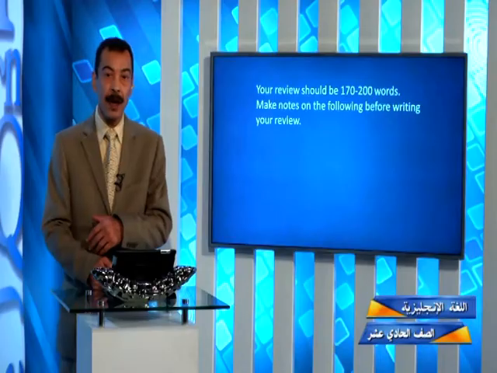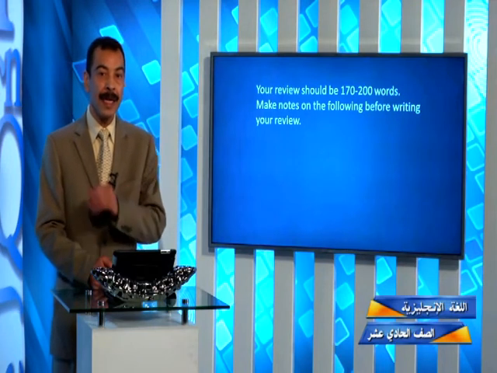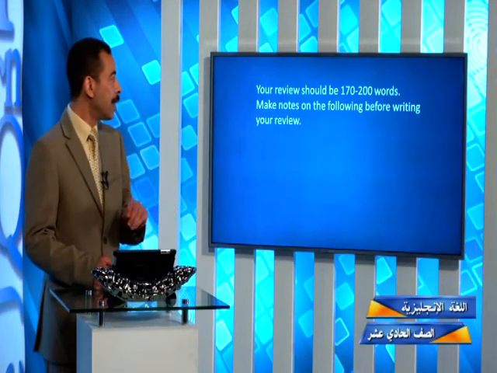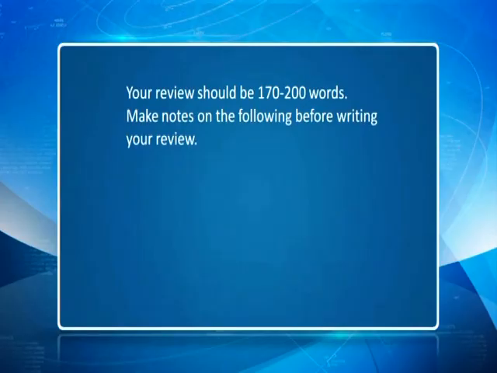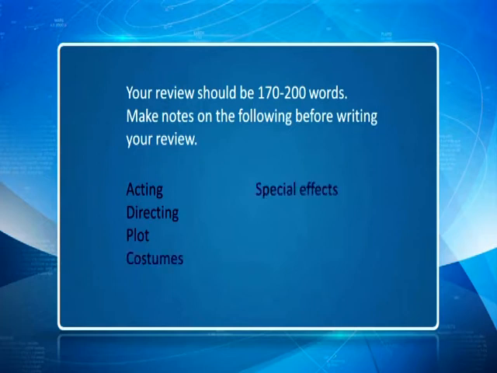Now, either it's horror, action, or animation, or whatever, in this review, you should write about 170 to 200 words. Your review should be about 170 and 200 words, and you can make notes on the following before writing your review. For example, you can take notes about acting, directing, or plot, or costumes, or special effects, or casting, or cinematography, or soundtrack.